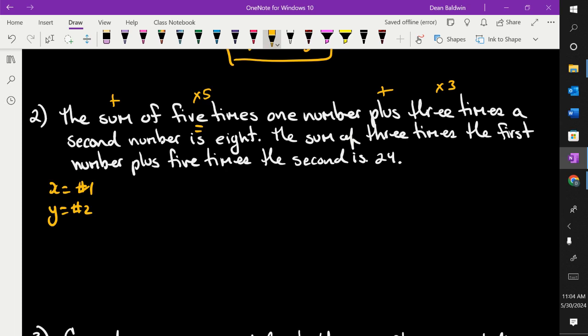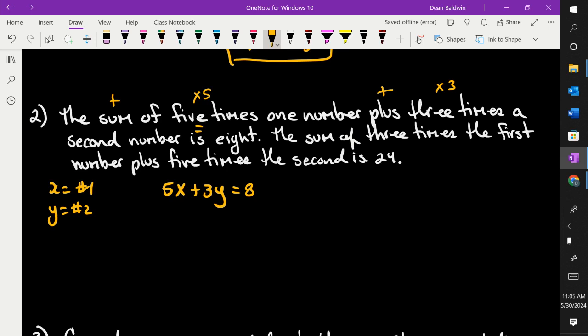5, the sum of 5 times one number. So what am I writing for 5 times one number? 5x plus 3 times a second number, 3y. So plus 3y is 8, equals 8. Okay, does that make sense? 5 times one number, 5x, plus 3 times the other number, 3y, is 8.